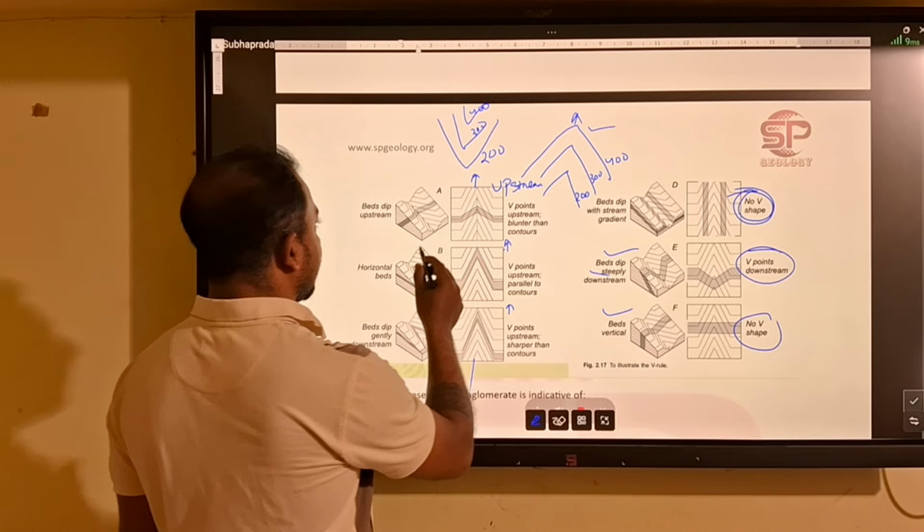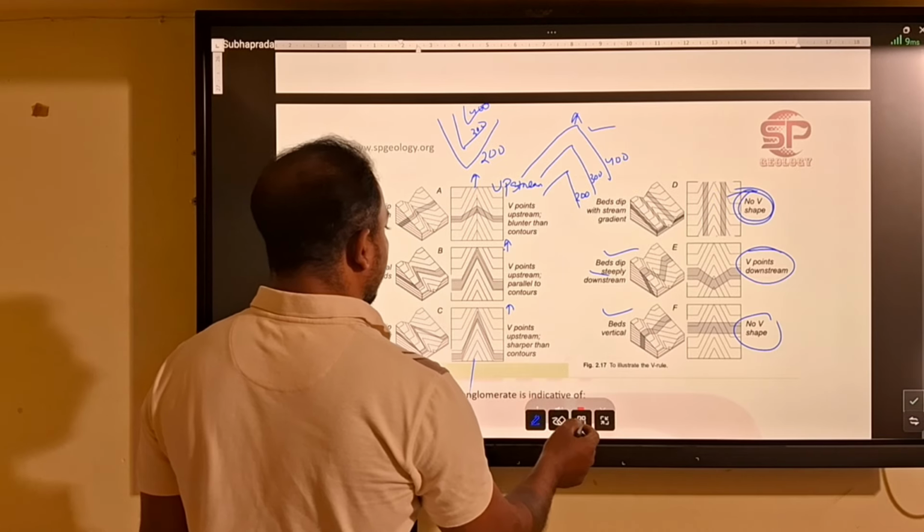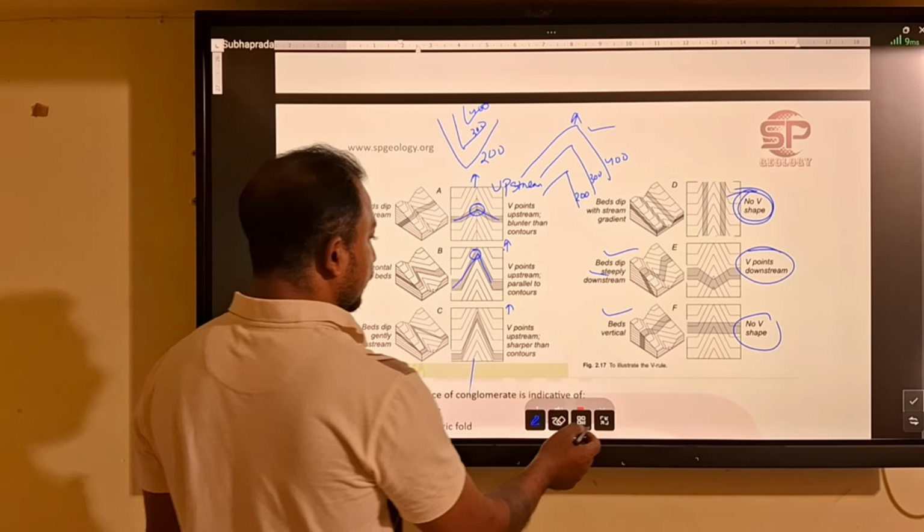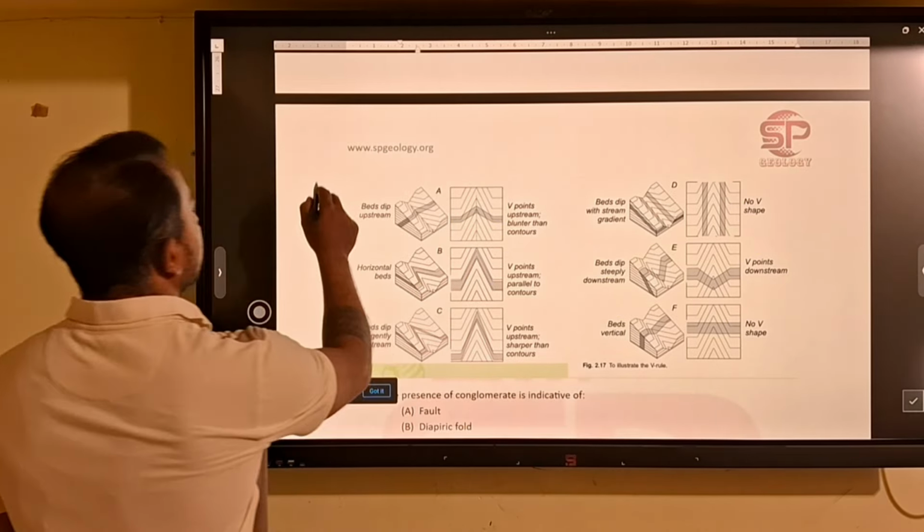So here you can see the V will point upstream, but it is more obtuse. The V will point upstream, and it is more acute in the case of a horizontal bed. In the case of an inclined bed, it is more obtuse. So let's come to our question. The outcrop of the bed shows V closure. So if it is showing a V, that means the bed is inclined.